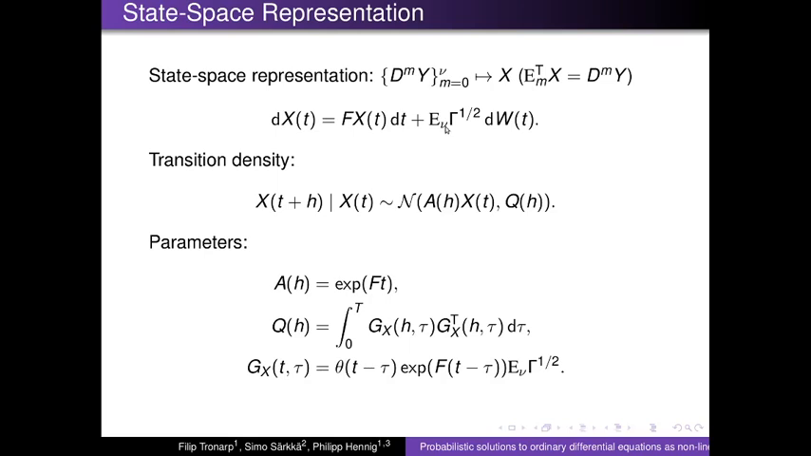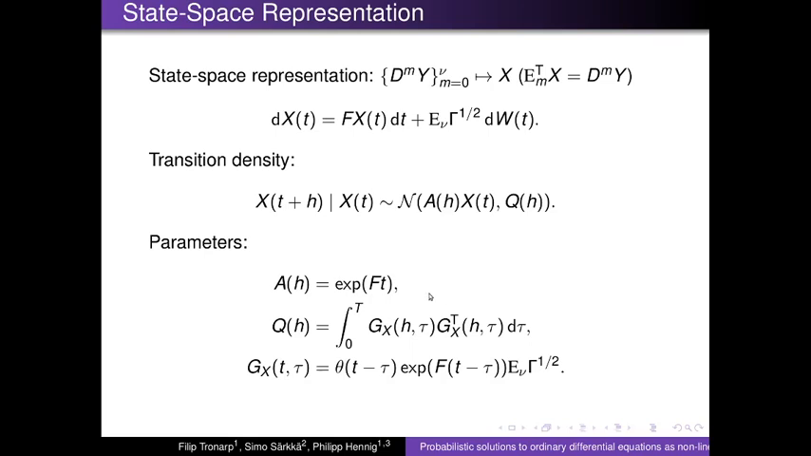By construction, if we stack the first ν derivatives of y into a vector X, then it has a stochastic differential equation formulation. And these e_m are just such that if I transpose it and multiply by X, then I get the mth derivative of y. And so we can compute transition densities, and we get that they are Gaussian with some transition matrix A(h) and some process covariance Q(h), where h is the step size or time difference.